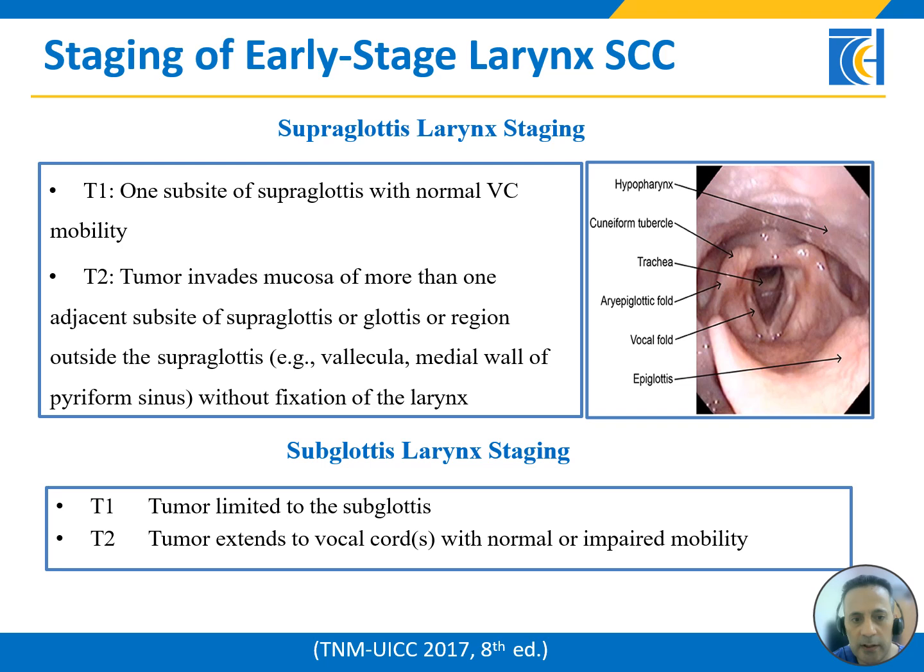Staging of supraglottic larynx: T1, tumor involving one subsite with intact mobility, for example, false cord with intact mobility. T2, tumor involving two subsites of the supraglottic larynx, for example, false cord with epiglottis with intact vocal cord mobility, or tumor involving regions outside the larynx, for example, vallecula or medial wall of pyriform sinus. Regarding the staging of the subglottic larynx, T1, tumor limited to subglottis. T2, tumor extends to vocal cords with normal or impaired mobility.